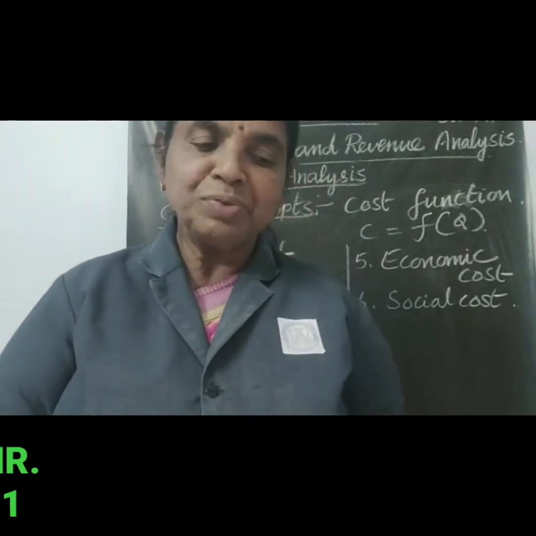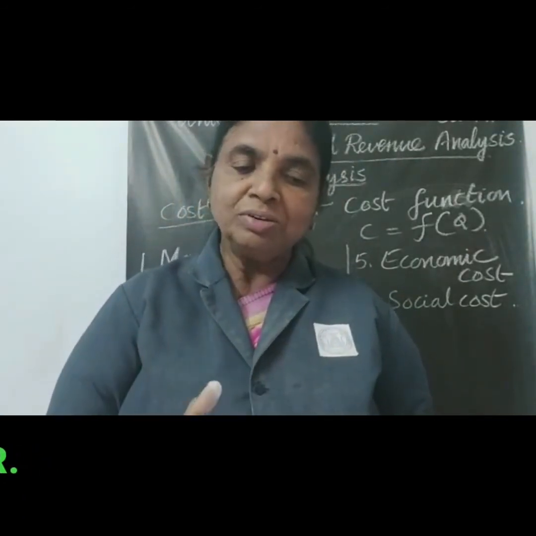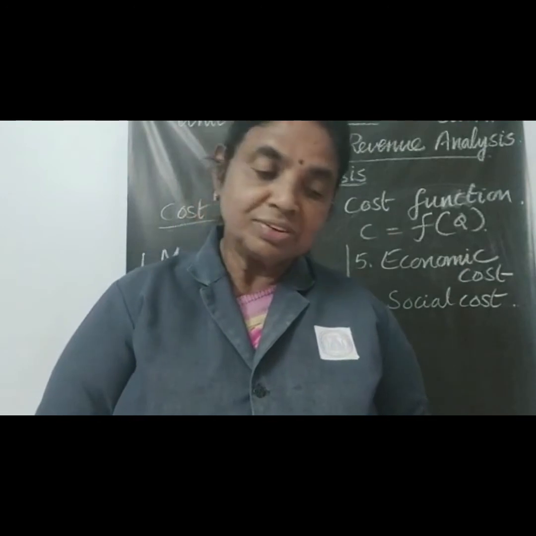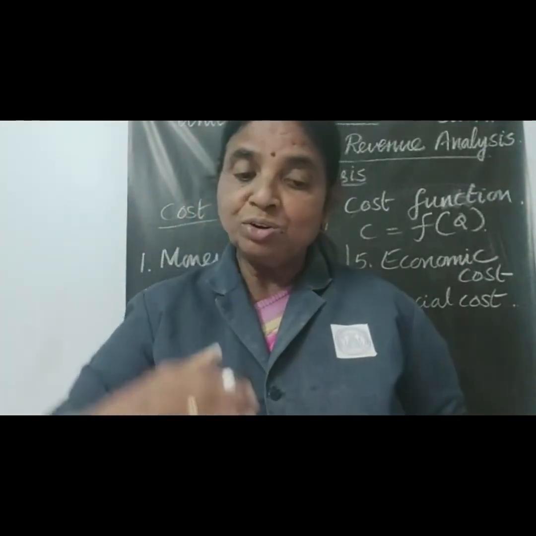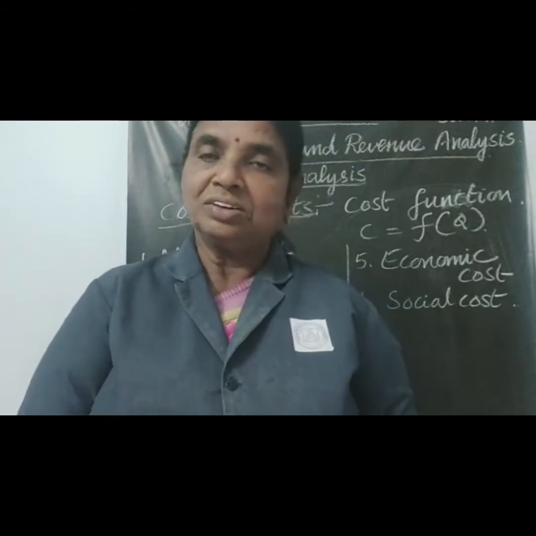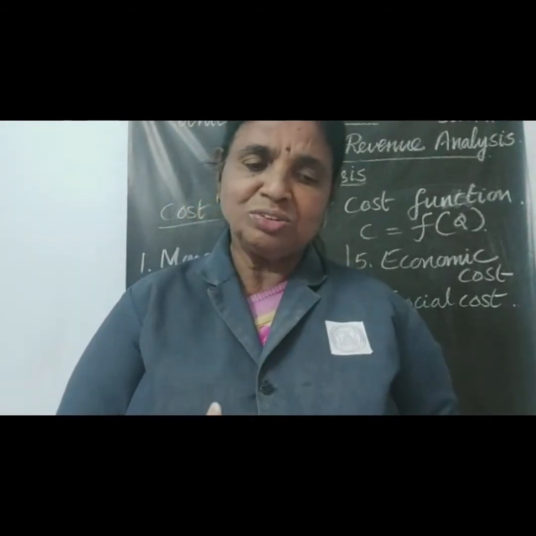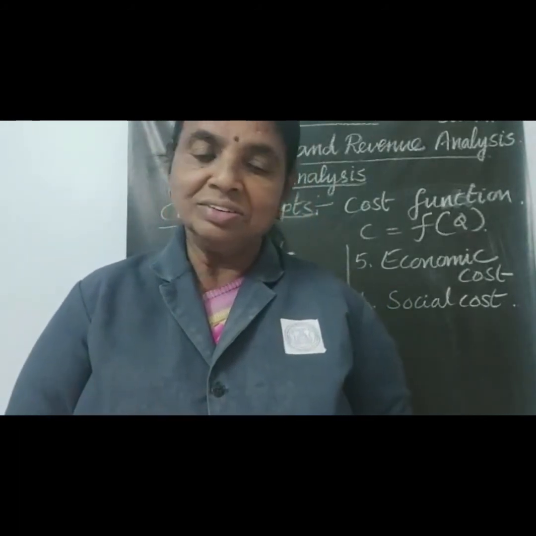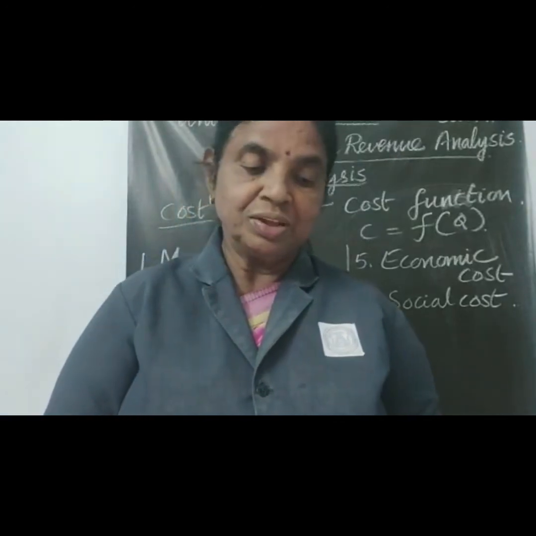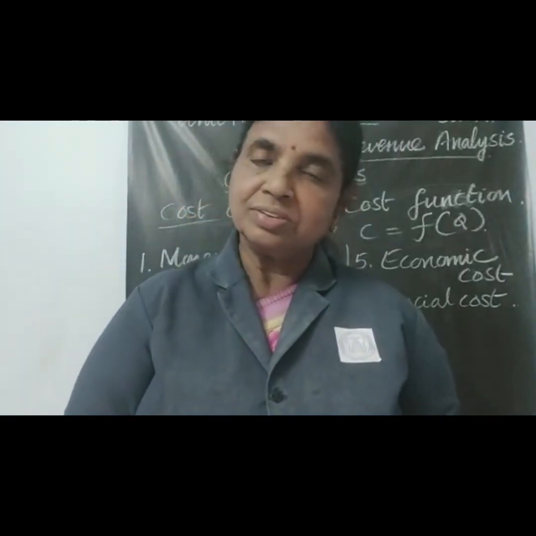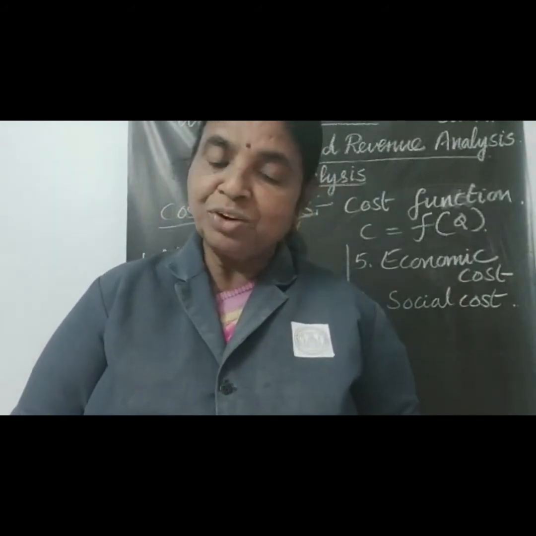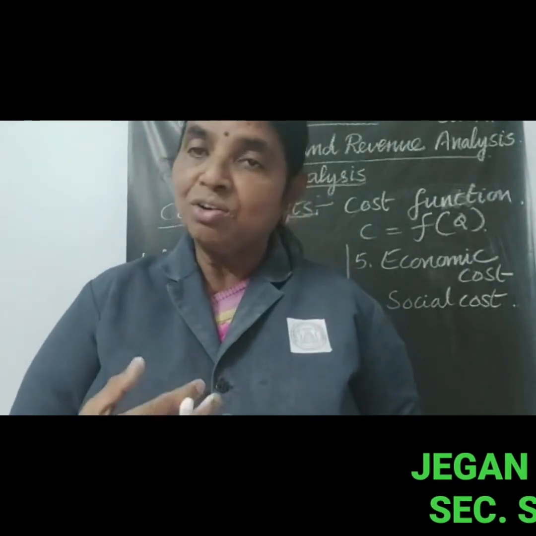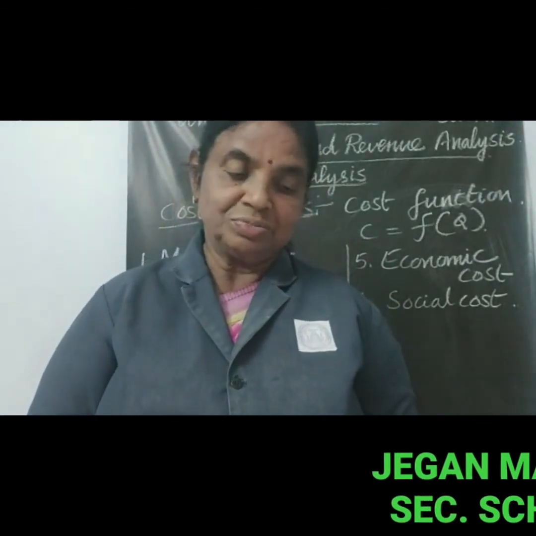And third, explicit cost. Payment made to others for the purchase of factors of production is known as explicit cost. It refers to the actual expenditures of the firm to purchase or hire the inputs the firm needs. Examples: wages paid to the laborers, payment for raw materials. Explicit cost is also called as accounting cost or money cost.